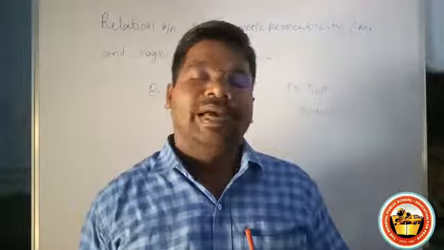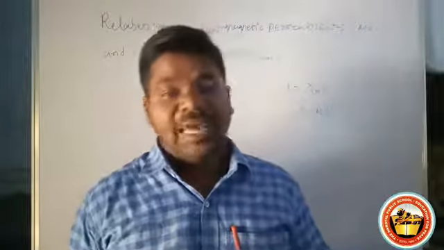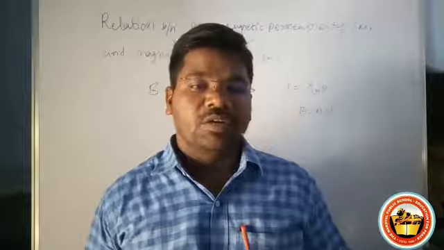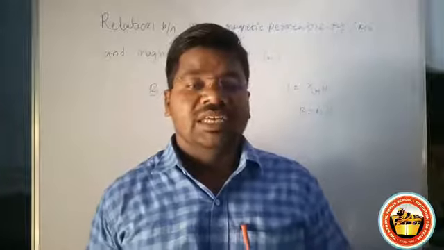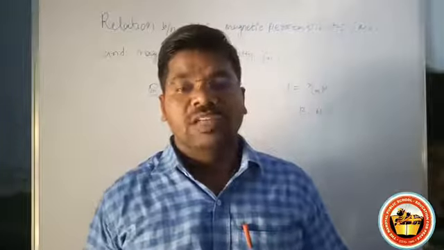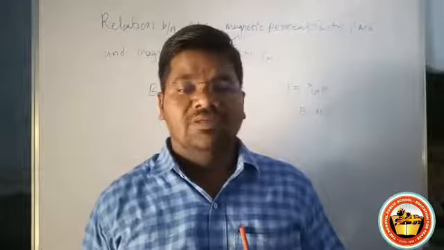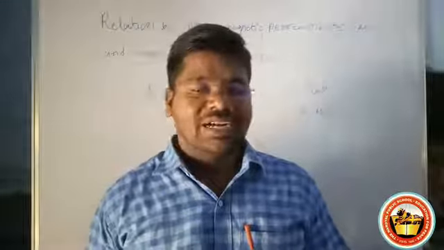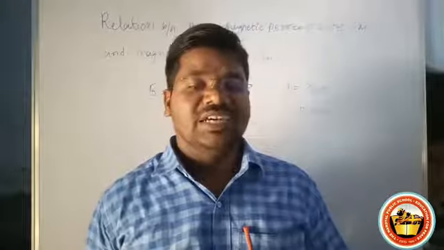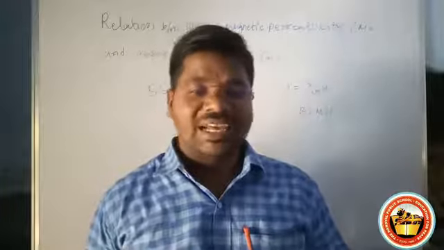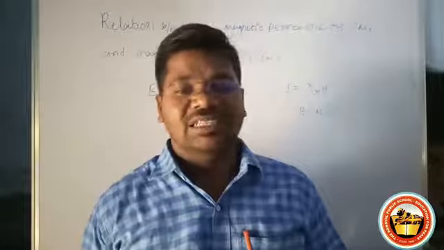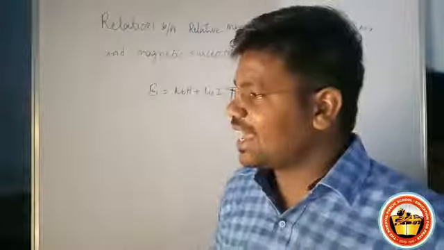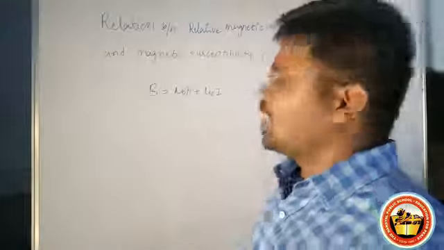Relative permeability and magnetic susceptibility. When a substance is placed in a magnetizing field, it becomes magnetized. The total magnetic flux density B within the substance is the flux density that would have been produced by the magnetizing field in vacuum, plus the flux density due to magnetization of the substance. So this statement can be written as the equation B is equal to mu naught H plus mu naught I.